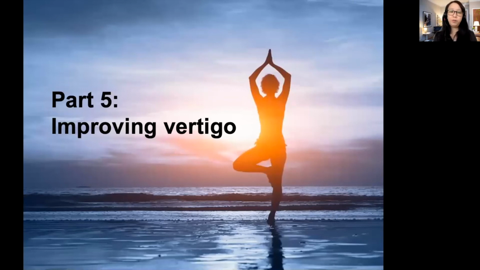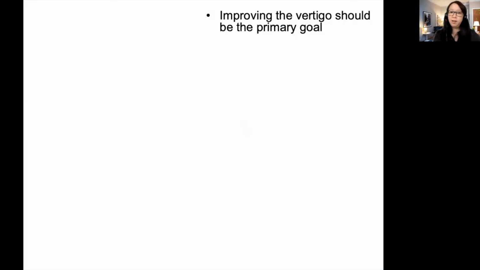All right. So we've done the exercises to help with gaze stabilization, so your image doesn't shake, right? Doesn't make you feel dizzy. You have enhanced your postural stability, so your body isn't moving too much, right? And you don't fall. But some patients still have the vertigo. How can we improve the sensation or the dizziness or the imbalance? VRT can help. Okay. So again, improving vertigo should be the primary goal. I mean, if not, why would patients come and see you, right?